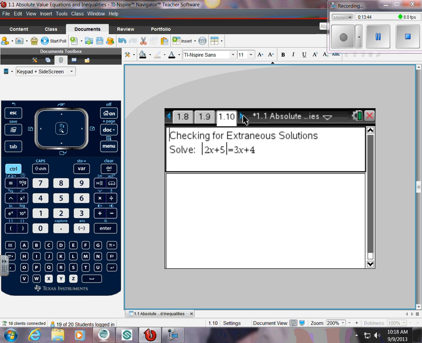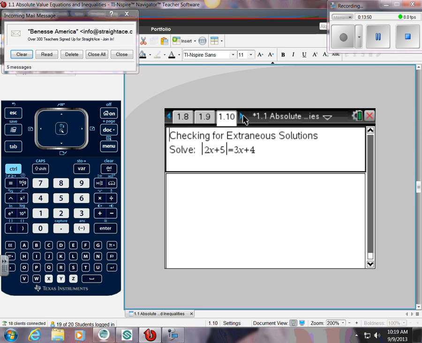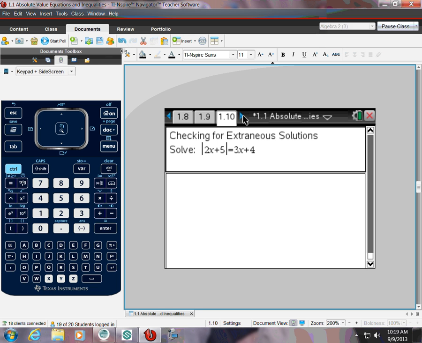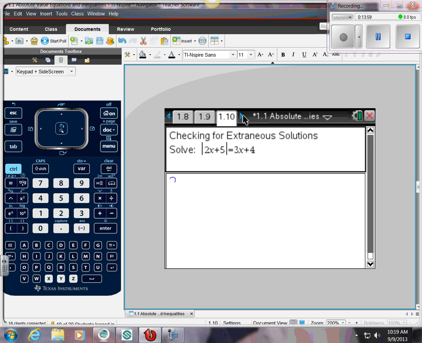So from this step, I'm going to go to setting up 2 equations, right? One's going to be set equal to A, and one's going to be set equal to A. I have to set one to the positive, one to the negative. Here's what that looks like. Pay close attention. We've got 2x plus 5 equals 3x plus 4. There's my positive. Did I change anything? No, all I did was get rid of those absolute value signs.